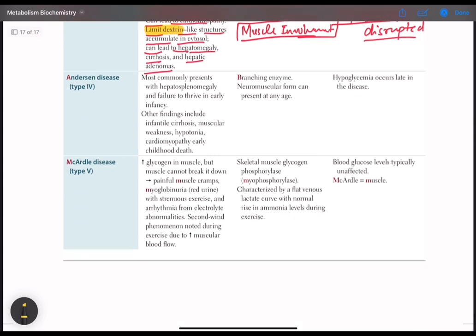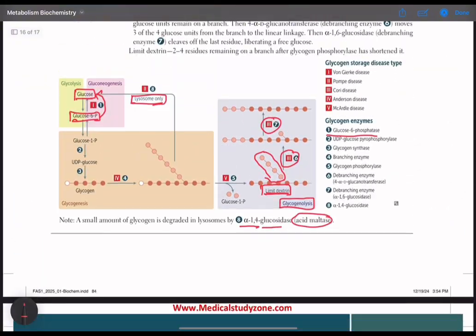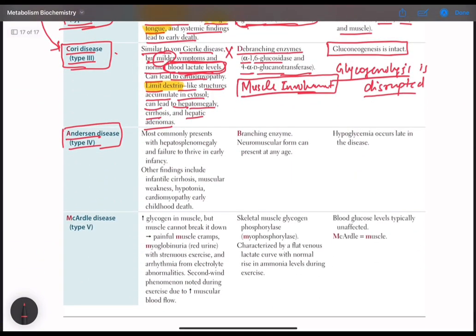Then we have Andersen disease or type 4 disease. In Andersen disease, we have the deficiency of branching enzyme. The glycogens, these linear chains are formed, but the branch chains cannot be formed. So the fourth number in branching enzyme, we have Andersen disease. What happens in Andersen disease is that we have accumulation of linear chains within the organs of our body. And these linear chains are different from the branch chains or normal glycogen stored in the body.